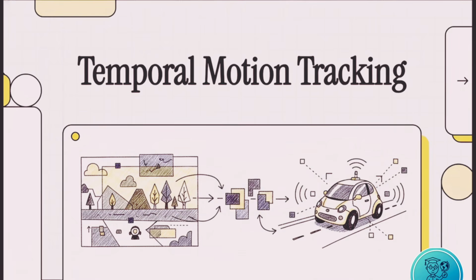Welcome to The Explainer. Today, we're diving into a genuinely fascinating challenge that connects two worlds you might not normally put together: the hyper-realistic graphics of modern video games and the life-saving technology behind autonomous cars. At the heart of both fields lies one massive computational hurdle. We're talking about temporal motion tracking, specifically the incredibly complex challenge of tracking pixel movement across time.